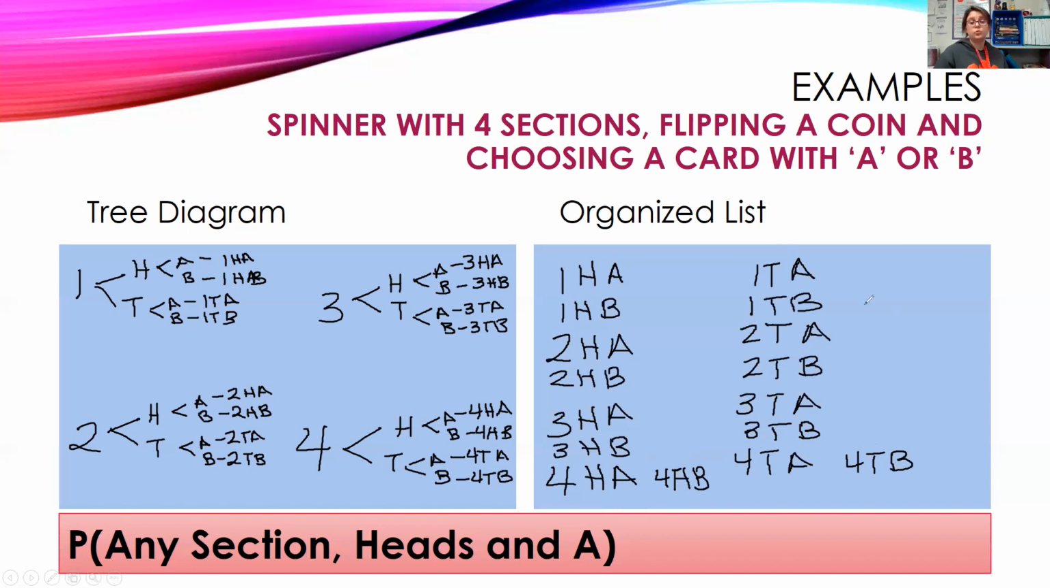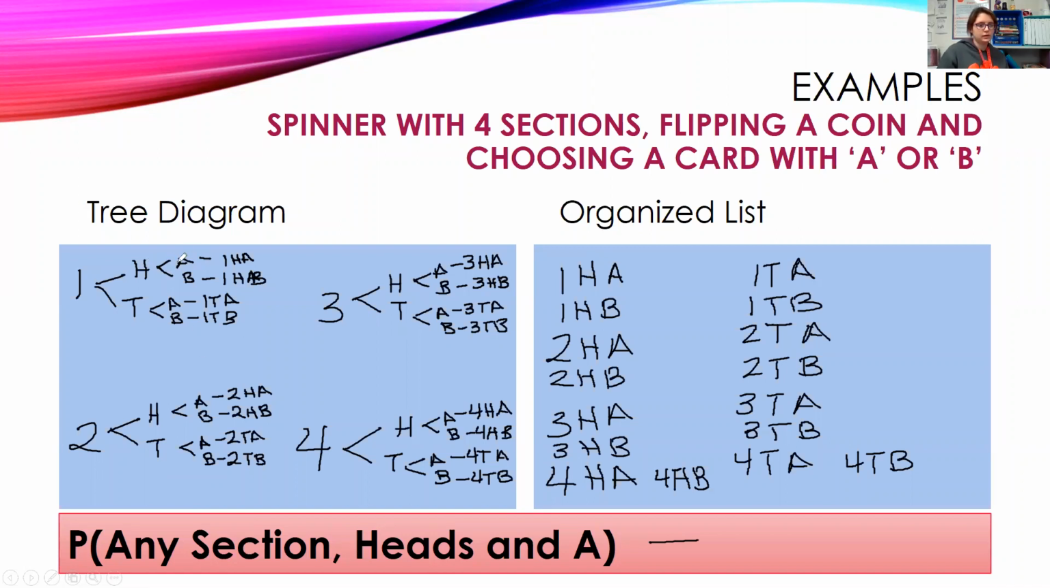So if it was more than what few things we have, it would be very hard to keep track of what I've named and what I haven't. So in this case, even though it doesn't look great, the tree diagram is better for listing out all of your possible outcomes. So now I want to know, out of any section, the chance of getting a heads and A. So we're going to look through all of our sections and see which ones are heads with A.